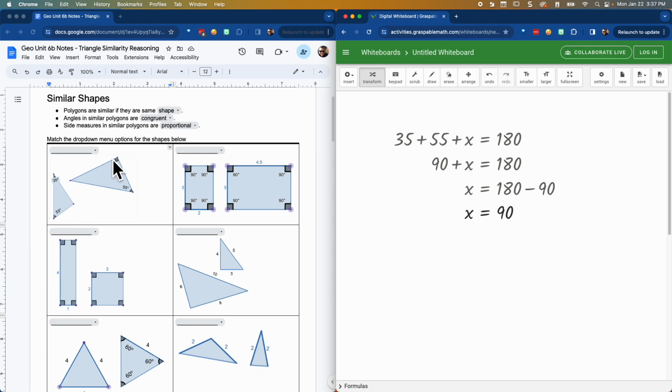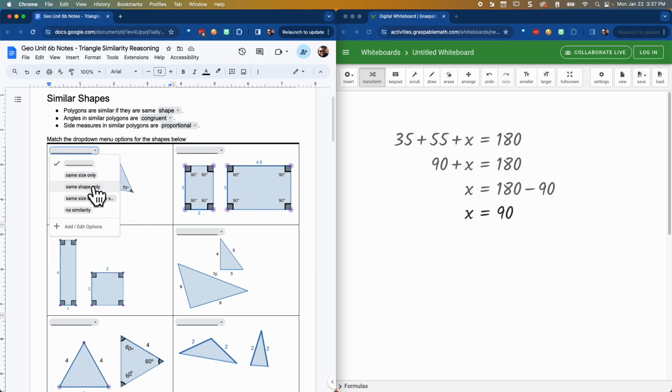Well, hey, I have a 90 degree angle there. And similarly, I have a 90, a 55. That would mean that this corner was 35. So I have two triangles that are different sizes, but because their angles match up all the way around as a triangle, I can claim it's the same shape.